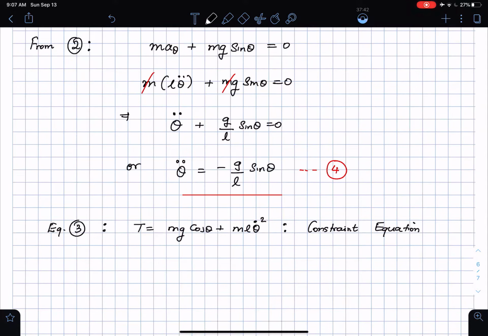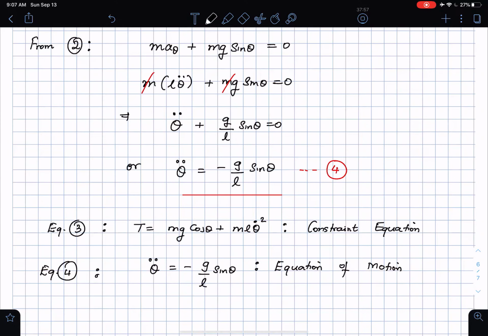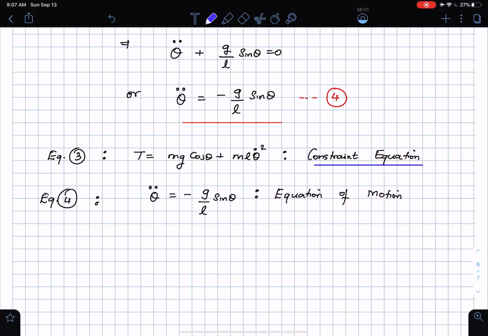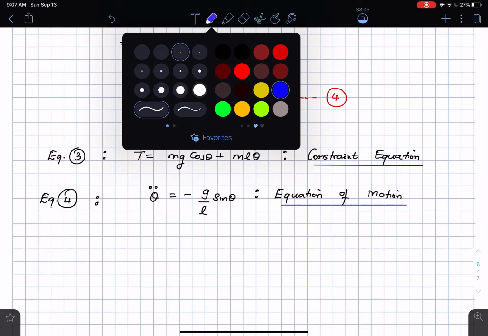Okay, and then equation 4, which is theta double dot is equal to minus g by L sine theta, is called the equation of motion. Okay, these are the key things that we were asked to find in this problem, and I just want to clarify a couple more points before we call it a day on this problem.